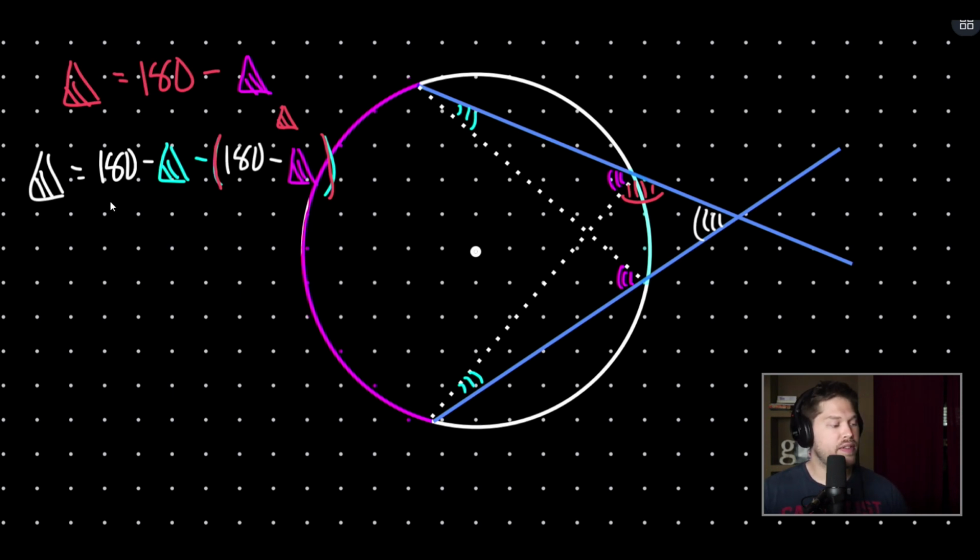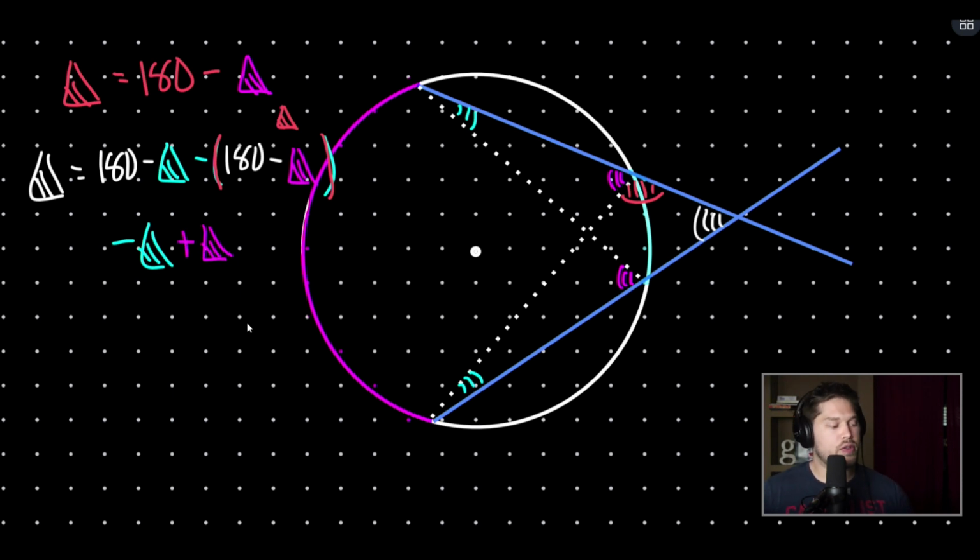Now let's simplify this. We have 180 minus 180, which is 0. We have a negative blue angle, and we have a negative times a negative purple, which is a positive purple.